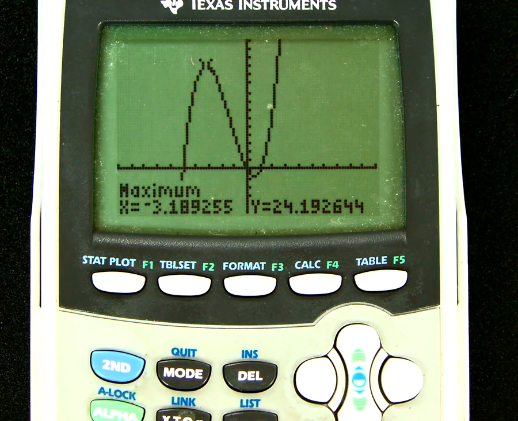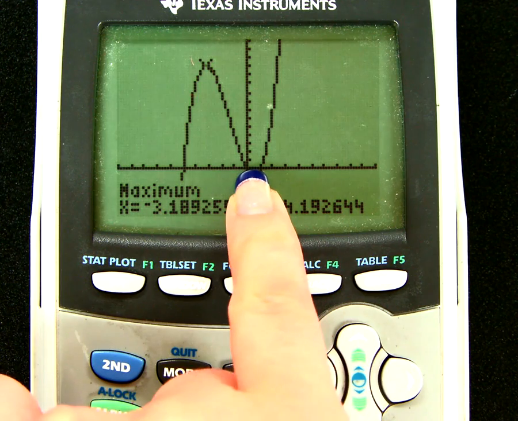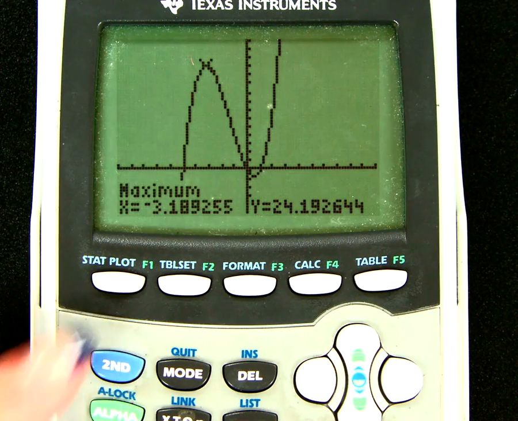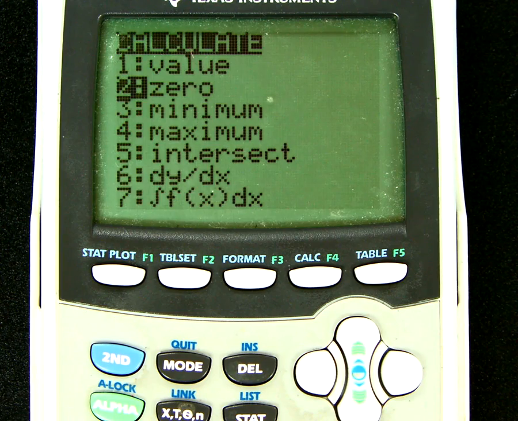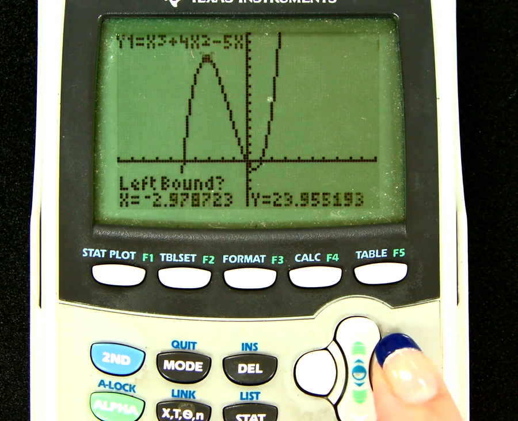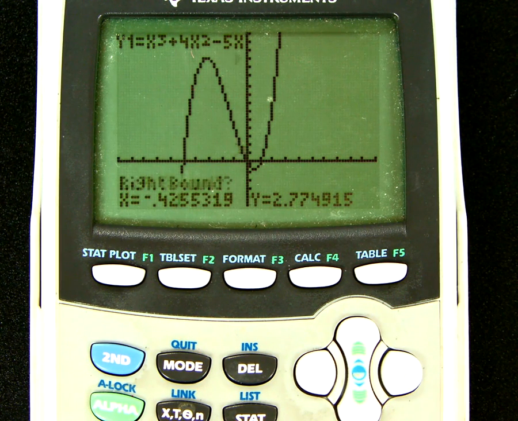All right, next thing that I'm going to find is this 0 down here. So back to the calc menu, second trace. Select 0, so the second option, enter. And then again, we have to start on the left side of it. So this time we're going to stay above the x-axis. So somewhere in that area, enter.